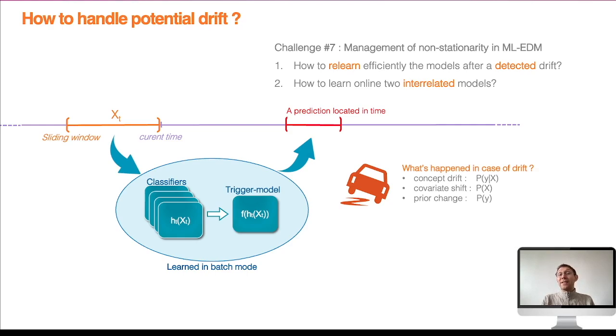The second track is more original as it consists in learning online both the classifier and the triggering model in a joint way. The challenge is to learn online these two kinds of models which are mutually dependent. Indeed, in the existing approaches, the triggering model is learned in a second time based on the output of the classifiers.